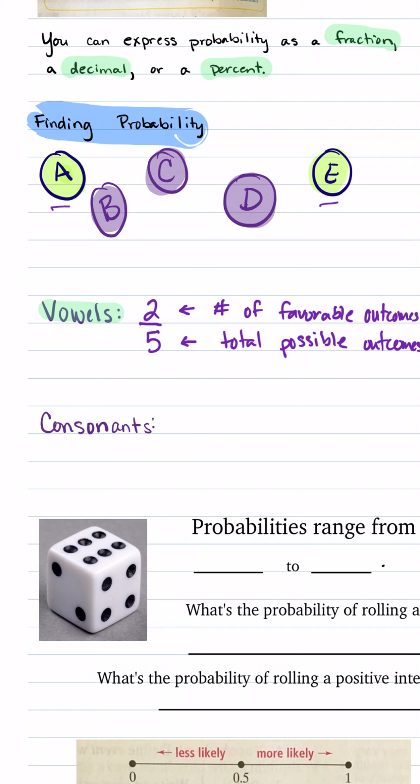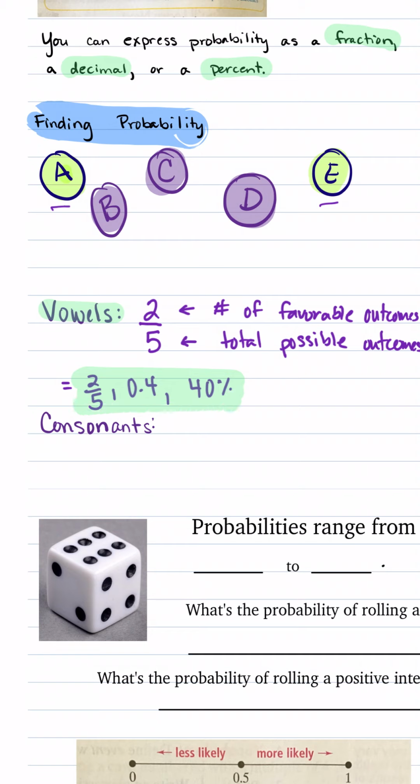So 2/5, so we can write it as 2/5. We could divide 2 divided by 5 equals 0.4, so that is in a decimal. Or percentage, we have a 40, right? Move that decimal point over 2 places. 40% chance of grabbing a vowel.